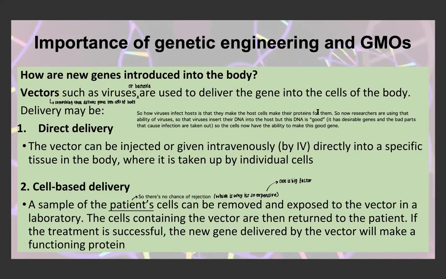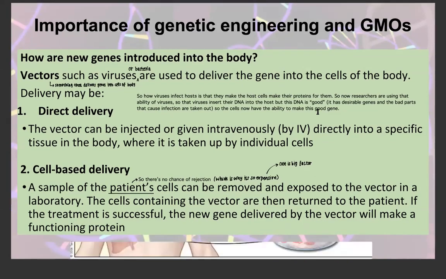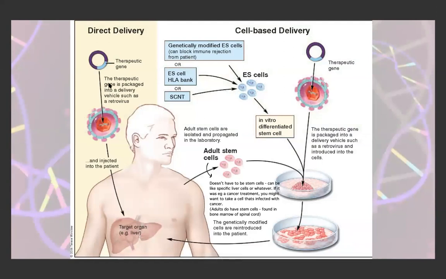So now researchers are using that technique, that ability of viruses, to be beneficial for humans, so that viruses will still put their DNA into the host cell, but their DNA has now been modified to have desirable traits or make desirable proteins. And geneticists will take out the bad parts of the virus, so the harmful parts, so that now the cells have the ability to make the good gene. These are the two different deliveries: direct delivery and cell-based delivery.